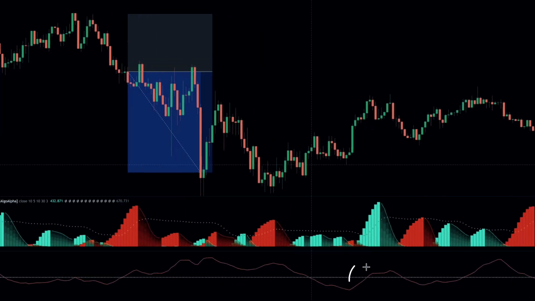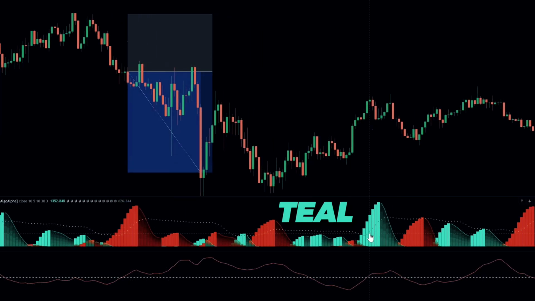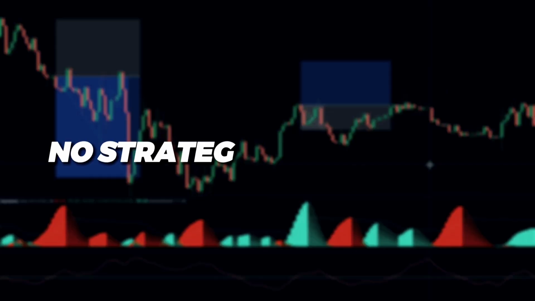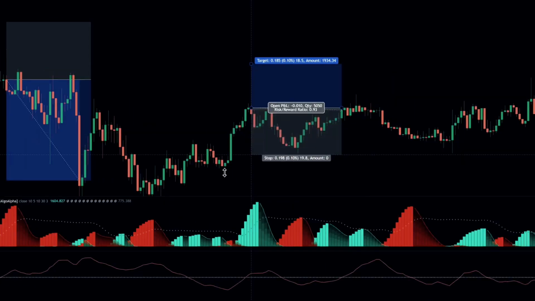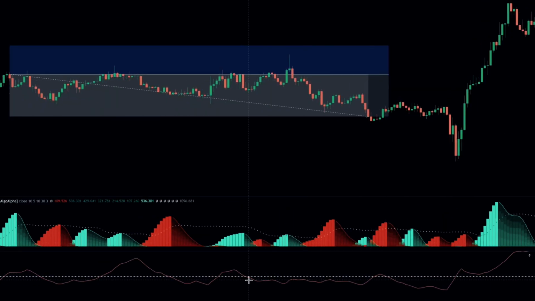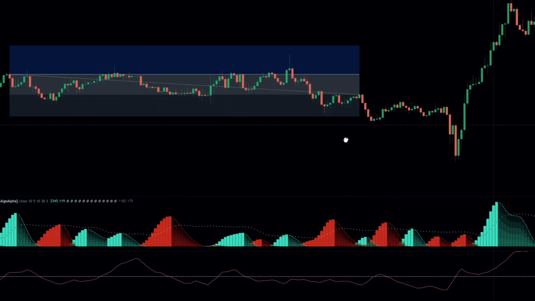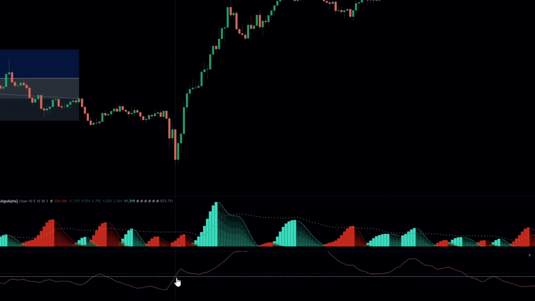Now, not every setup will be a winner. Take this one for example. The ADX crossover happened and the histogram turned green, but the trade ended up losing. And that's totally fine, no strategy wins 100% of the time. Here's another situation where the ADX crossed above, but the histogram didn't close above the dotted oscillator. That means the setup was invalid, so we avoided taking the trade. Same thing with this one. The ADX crossed, but the momentum bias index didn't confirm the move, helping us avoid a bad trade.